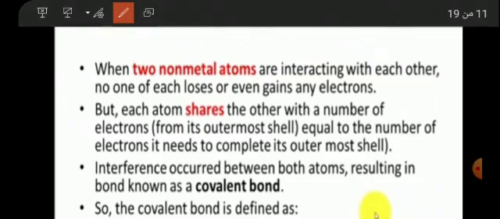When two nonmetals interact or join with each other, neither one loses or gains any electrons. If we have two atoms of nonmetals, they don't lose or gain electrons. So what happens? Each atom shares a number of electrons with the other. Who was losing and gaining? The ionic bond. There it was a metal and a non-metal, a positive ion and a negative ion, but in a covalent bond each atom shares a number of electrons with the other.